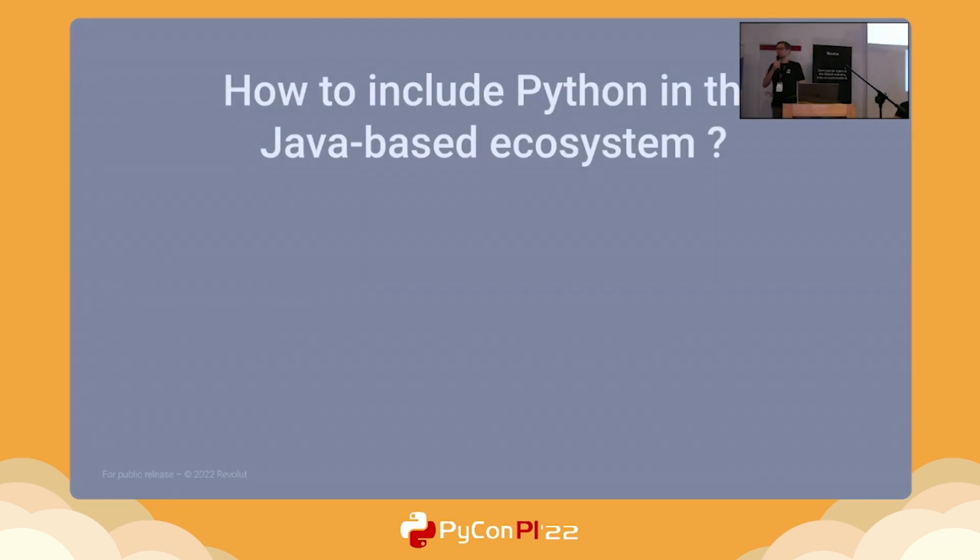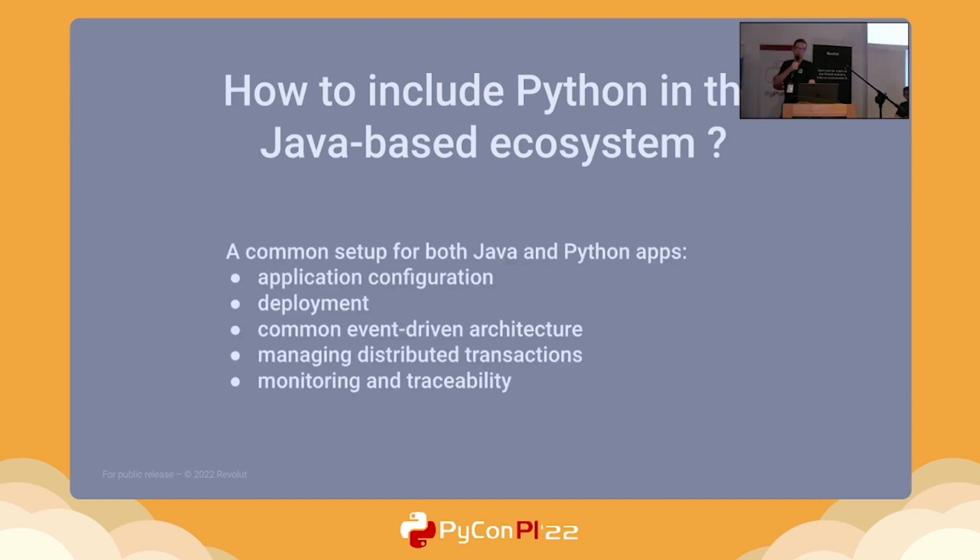So how to do that? How to include Python in the already existing Java-based ecosystem? Well, that's the plan. First of all, we need to think about how to make application configuration and then deployment done in a very similar way, regardless of the technology. We also need to think about the general architecture of the services that we have here.